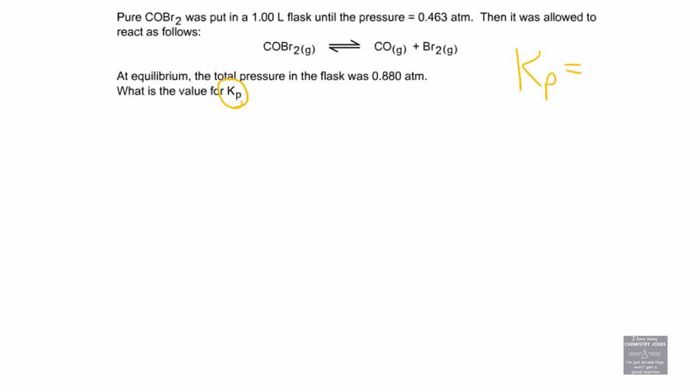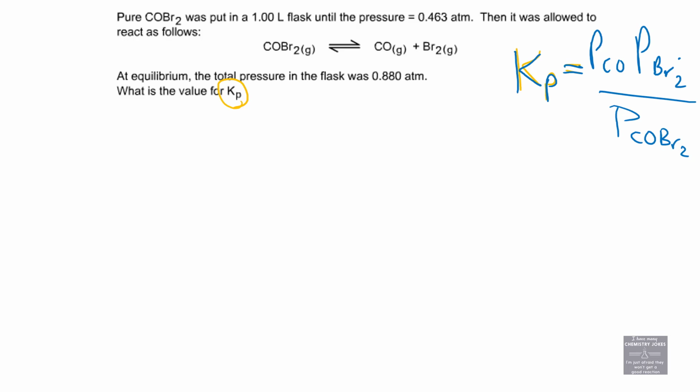That means we need to find equilibrium partial pressures. Kp equals the partial pressure of CO times the partial pressure of Br2, divided by the partial pressure of COBr2. So we need to find those three partial pressures in order to find the Kp of this reaction. Okay, how do I find that? Well, pure this was put in a flask until the pressure was this. I can do a RICE table. When in doubt, try a RICE table. You can often get somewhere.